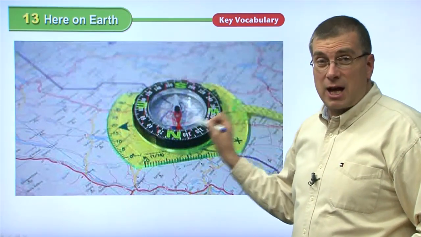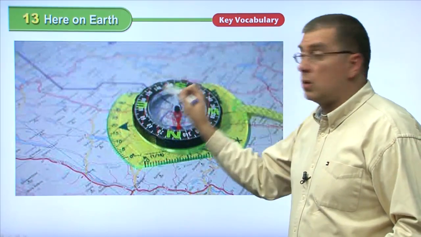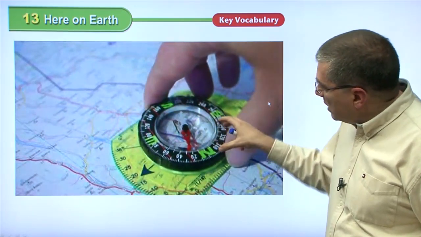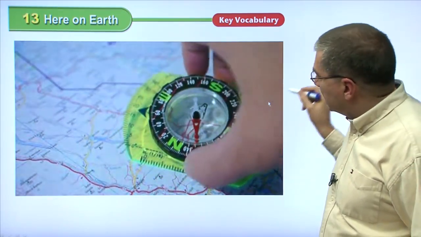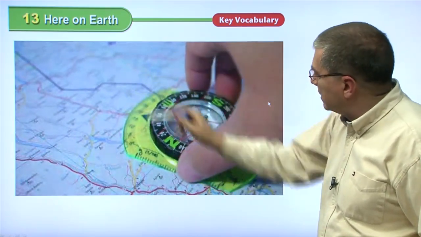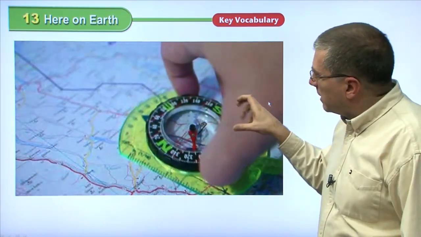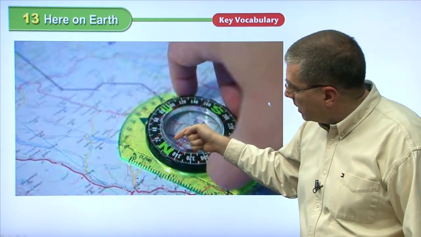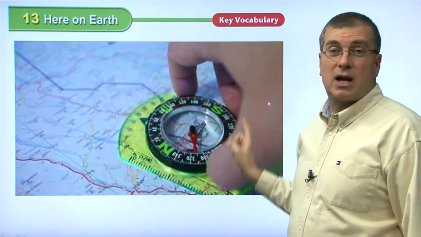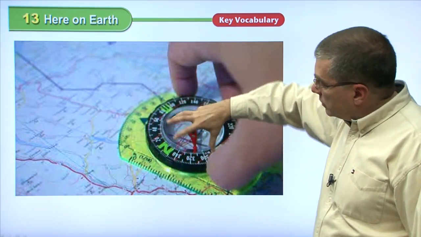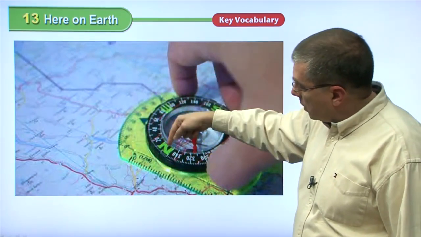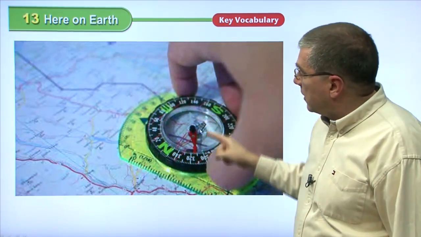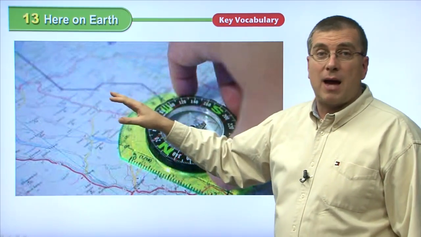Now, this is not a compass rose. This is an actual compass. When you have a compass and a map, you have to change the direction of the compass to match the compass rose that we can't see on this map. What this person is doing is turning the compass so that north on the compass is pointing the same direction as north on the compass rose on the map.